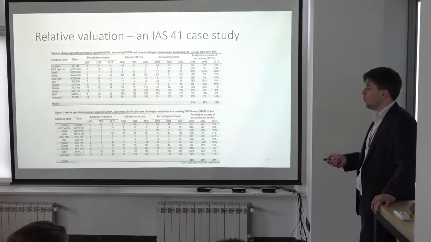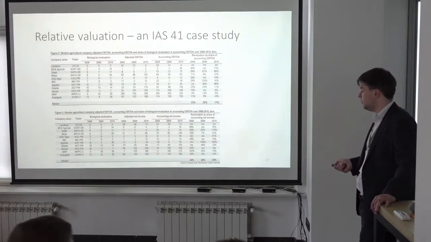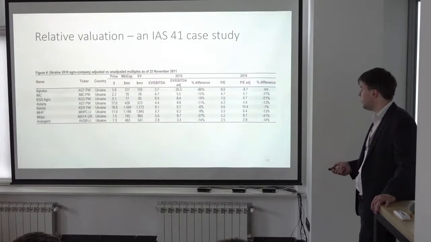And these companies, they're all agricultural, they're all in Ukraine, but this thing is happening to them. It's really crazy. This is the median share of biological revaluation in net income: 46%, 30%, 20%. Big.